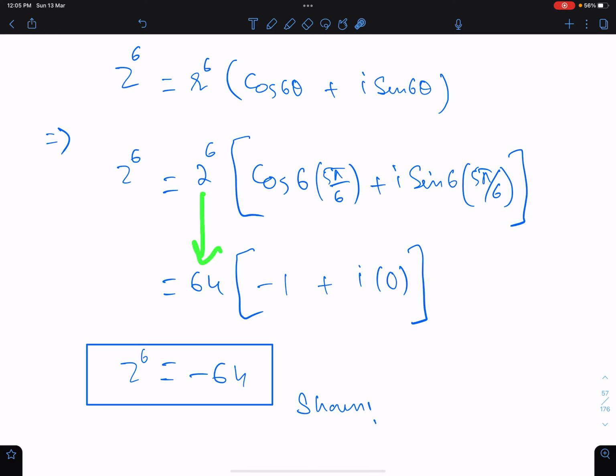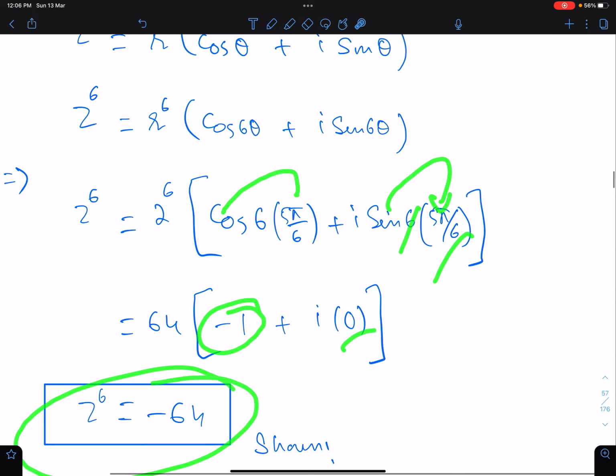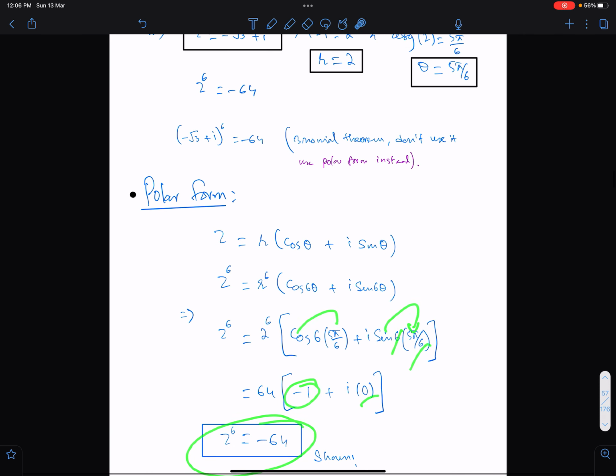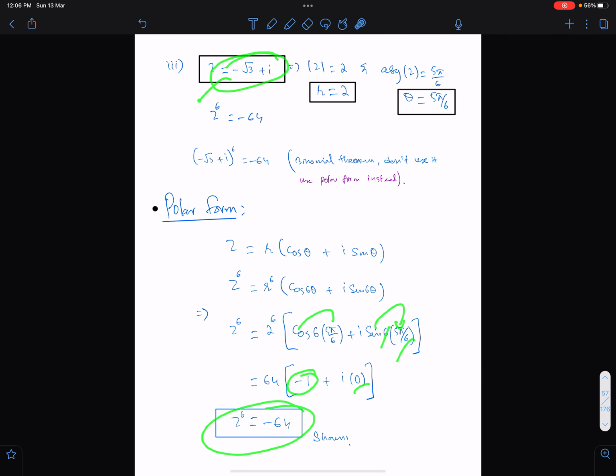This will become 64. This 6 and this 6 will be cancelled, and cos 5 pi is minus 1 and sin 5 pi is 0. Hence shown that this is the root of this equation.